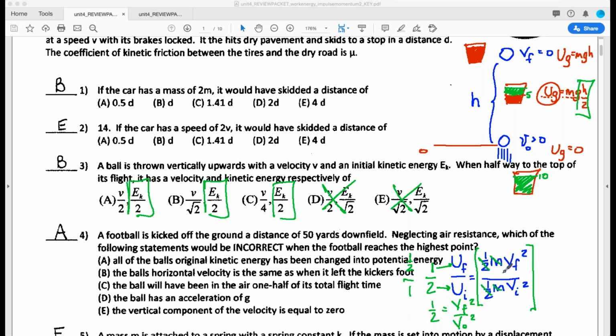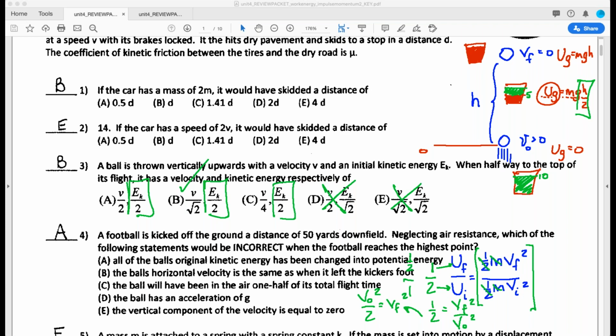Well, I'm looking for V final, so I'm going to multiply both sides by V0 squared. Now I get V0 squared over 2 is equal to V final squared. And I think you can see where we're going from now. We take the square root of both sides, and I get V0 over root 2, which is our choice B. Hopefully that answers your question there. Let me know if you have follow-up questions.